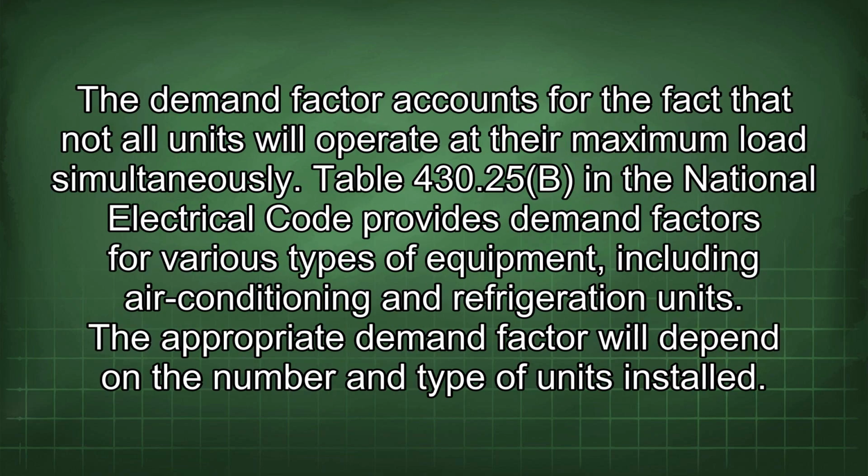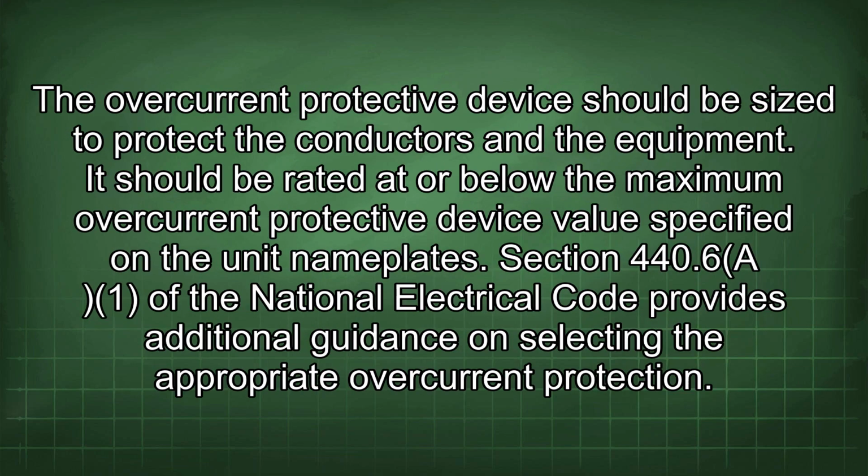The demand factor accounts for the fact that not all units will operate at their maximum load simultaneously. Table 430.25b in the National Electrical Code provides demand factors for various types of equipment, including air conditioning and refrigeration units. The appropriate demand factor will depend on the number and type of units installed. The overcurrent protective device should be sized to protect the conductors and the equipment. It should be rated at or below the maximum overcurrent protective device value specified on the unit nameplates.